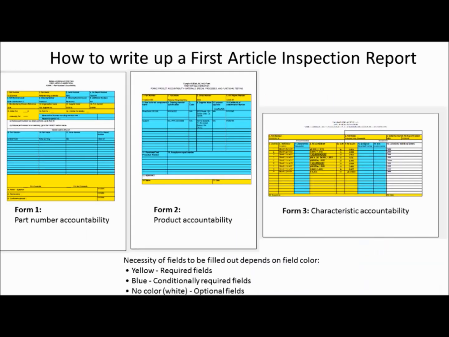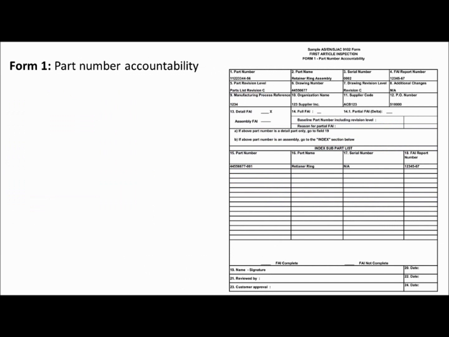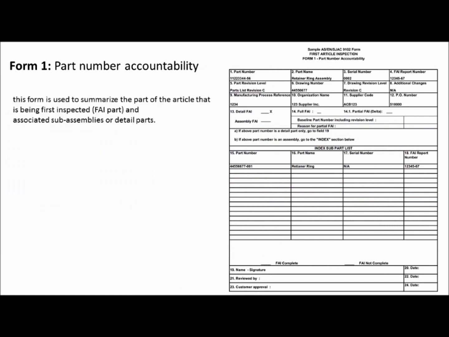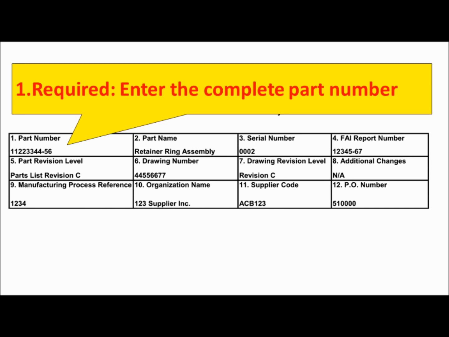How to write up a first article inspection report step by step. Form 1, Part Number Accountability is used to summarize the part of the article that is being first inspected, such as FAI part, and associated subassemblies or detail parts. In Form 1, Field 1 is required. Please enter the complete part number.